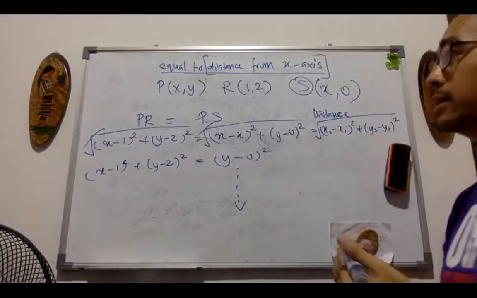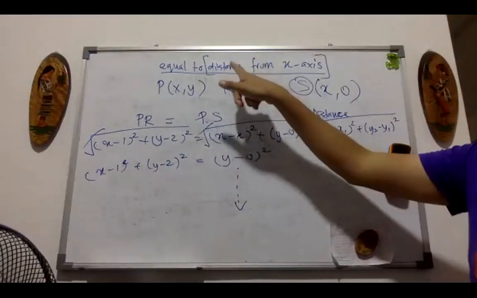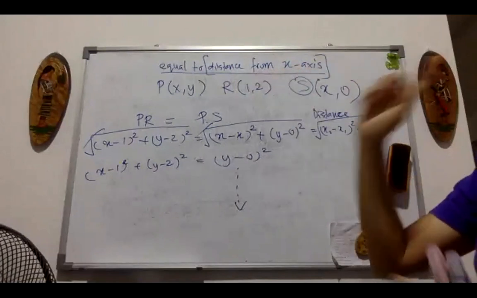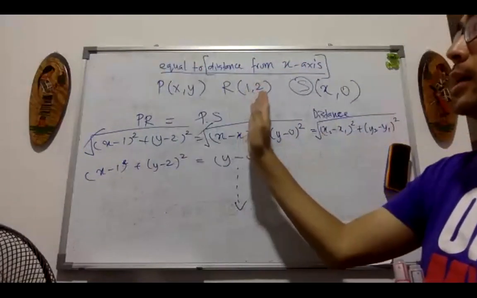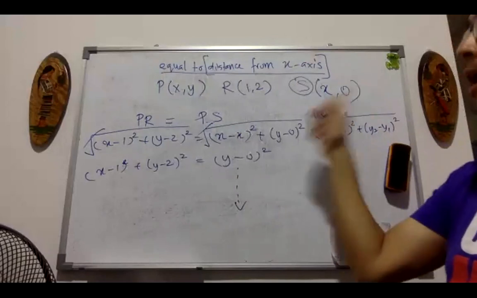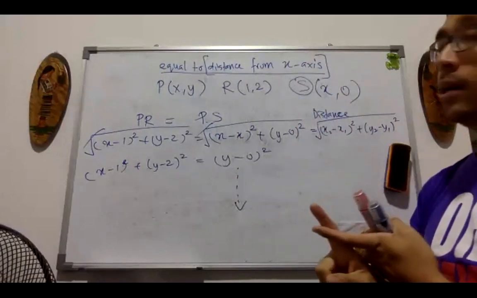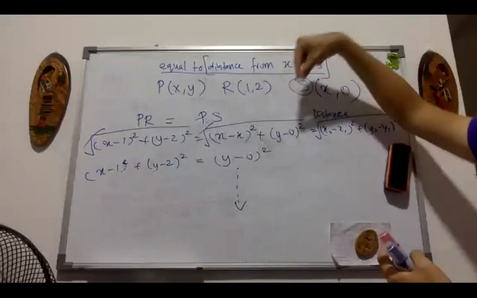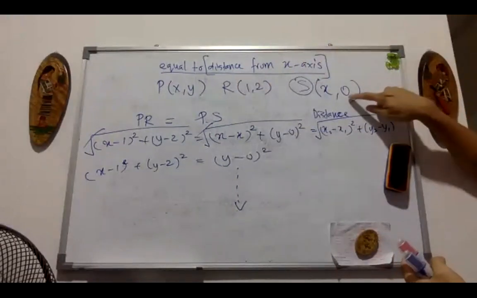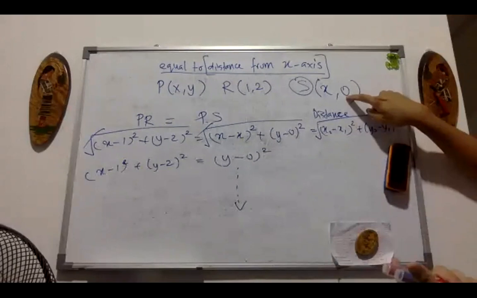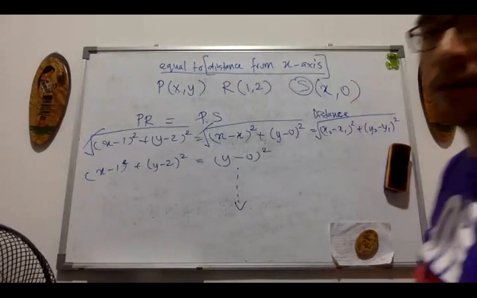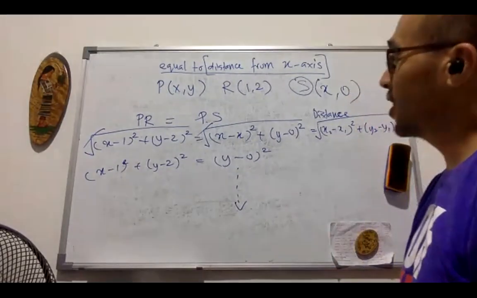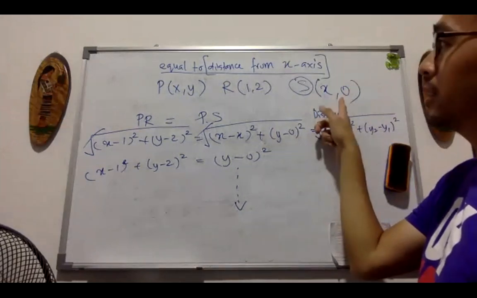I think the difficult part is to understand what it means by distance from the x-axis. The distance between P to R and the distance between P to S is the same. But because it is from the x-axis, that means any point in x is acceptable, but the value for y will always be 0.